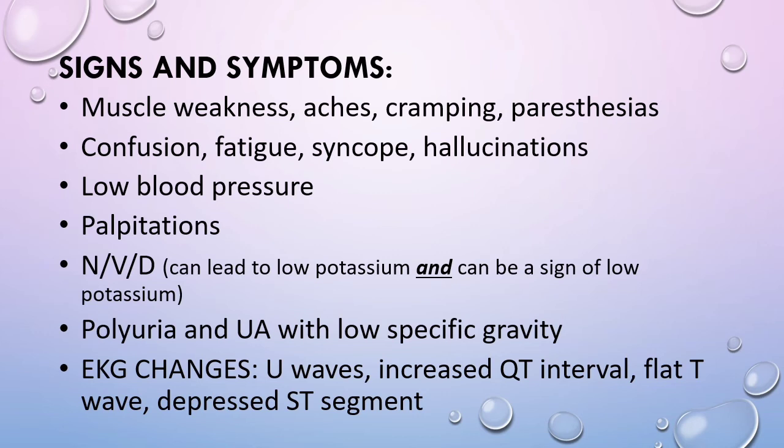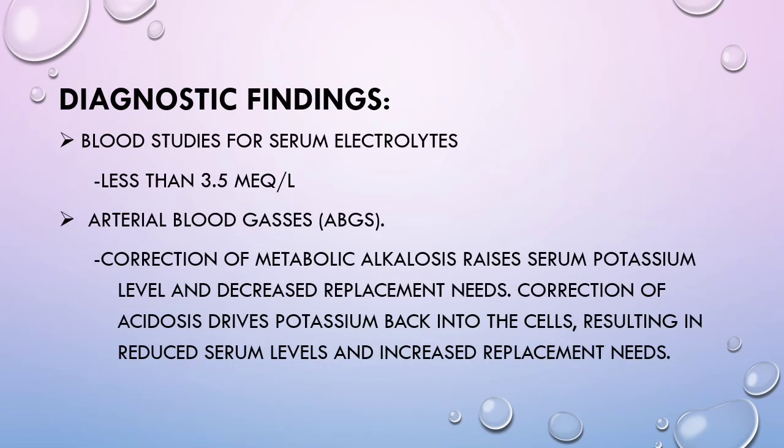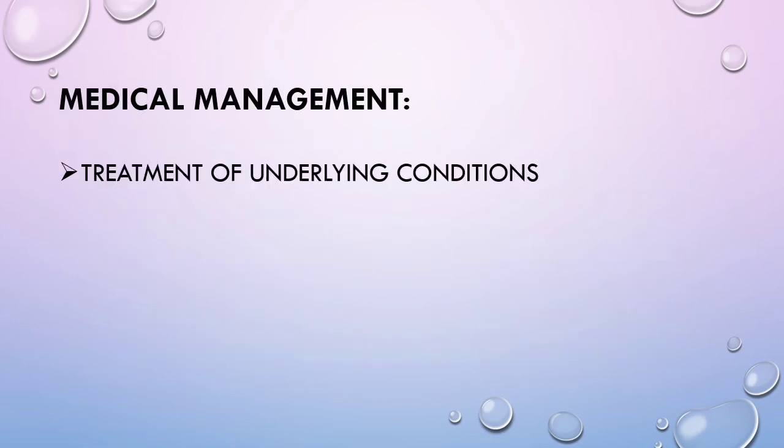For diagnostic findings, blood studies for serum electrolytes is less than 3.5 mg per liter. The ABG, wherein correction of metabolic alkalosis raises serum potassium level and decreased replacement needs. Correction of acidosis drives potassium back into the cell, resulting in reduced serum levels and increased replacement. For the medical management, it includes treatment of underlying cause.